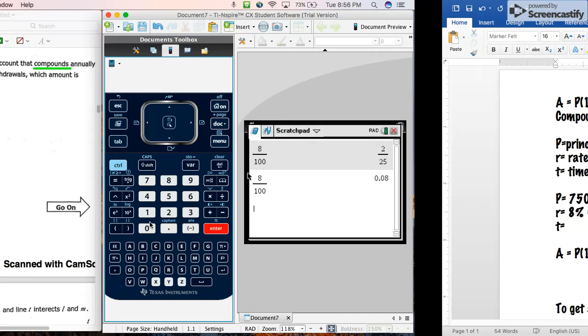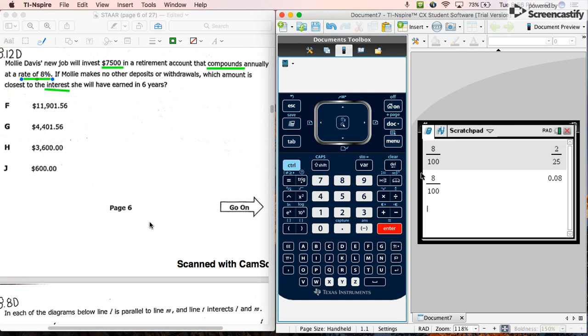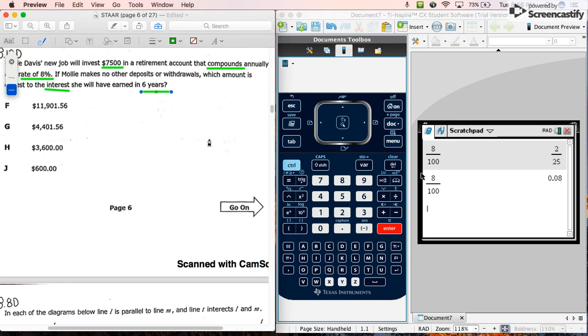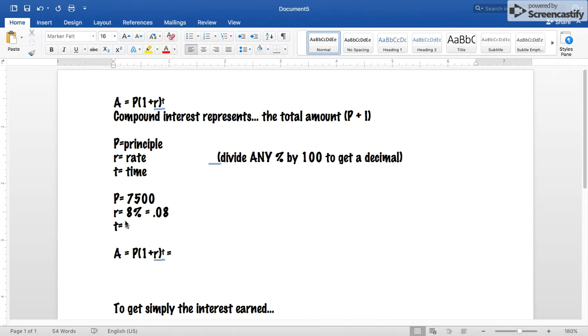Okay, now let's keep going. Now we need to find our time. It says which amount is closest to the interest she will have earned in 6 years. Okay, so 6 years is going to be my time. I found everything I need for my formula. I'm ready to plug in.